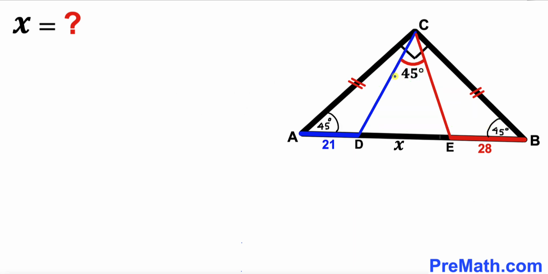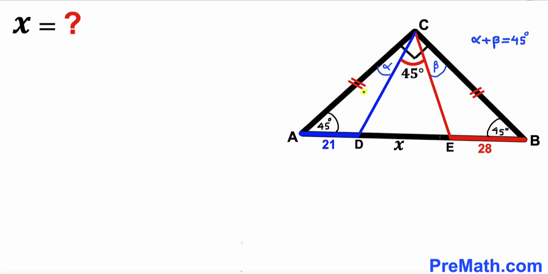And here's our next step. Let's go ahead and label these angles. I'm going to label this angle ACD as angle alpha, and this angle BCE as angle beta. Now let's make an observation. This whole angle is 90 degrees, and this angle is 45 degrees. Therefore, the sum of these two angles, alpha and beta, must be equal to 45 degrees. So I can write alpha plus beta equals 45 degrees.